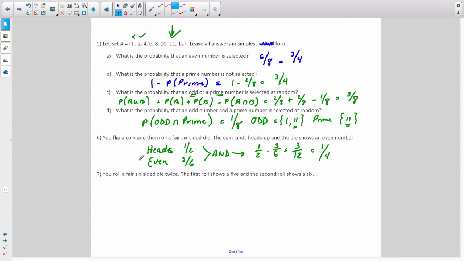The last question says, same idea, let's just take the die twice. And we want the first roll to be a 5 and the second roll to be a 6. So the probability of 5, you'll know, is 1 over 6. Probability of 6 is also 1 out of 6. The word and tells me we must multiply. So 1/6 times 1/6 is 1 out of 36 chance.